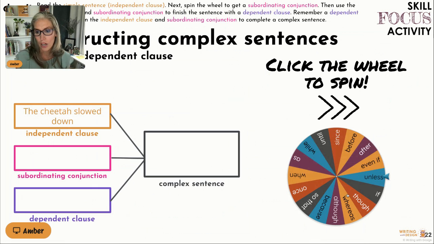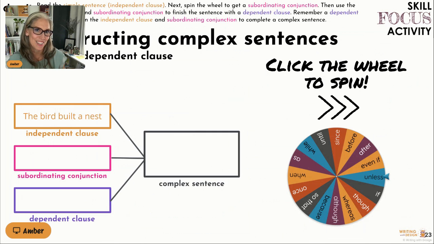And again, you'll just click on your wheel right here. See how my cursor is changing to the clickable little finger? That's telling you it's going to take you to a website to do this. And then we've got the bird built a nest. So lots of sentences for you to practice coming up with a complex sentence based on whatever subordinating conjunction you land on.